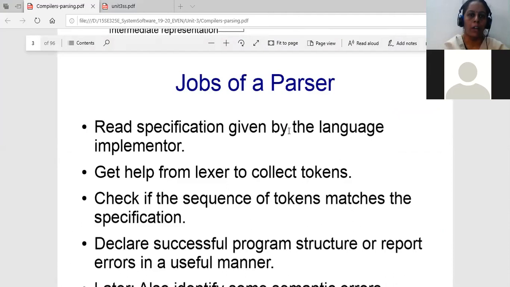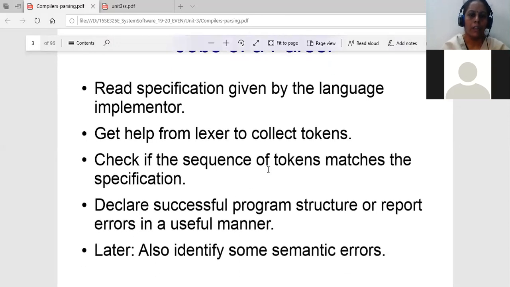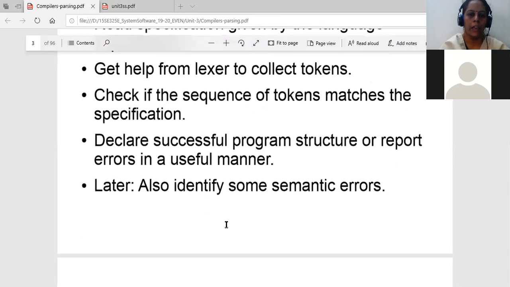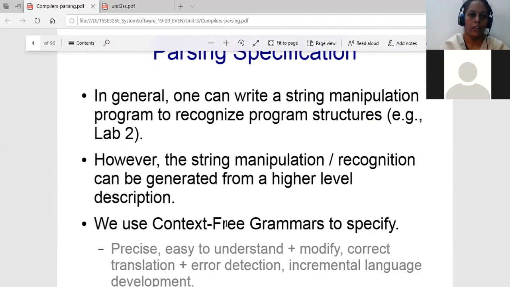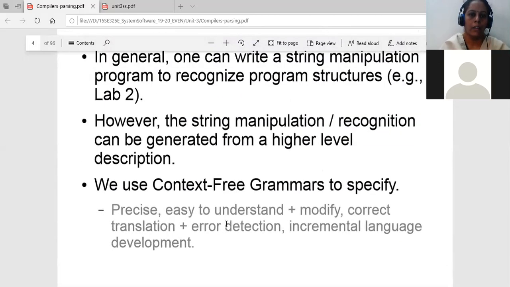So the parser, what it will do is first consider the language. The lexical analysis, the first phase, will convert that into tokens. Then we have to check whether the sequence of tokens matches the specification, that is, the given input, and we have to identify any errors in that. So that is the parsing.